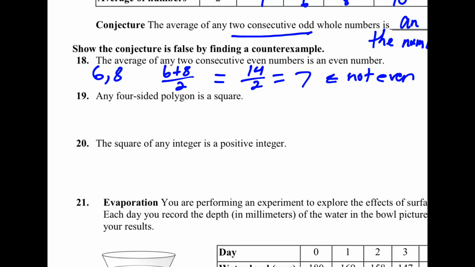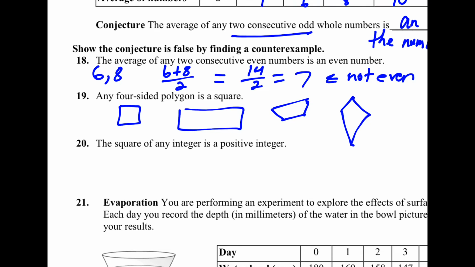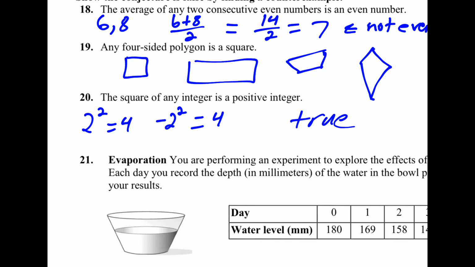For number 19, any four-sided polygon is a square. Well, some four-sided polygons are squares, but I could just draw any of a number of four-sided polygons that are not squares to disprove this conjecture by finding at least one counterexample. For number 20, if I try even numbers, if I try odd numbers, regardless, I square them, and it comes out positive. So I'm going to call this one true.